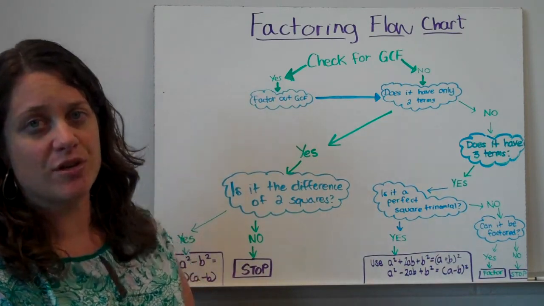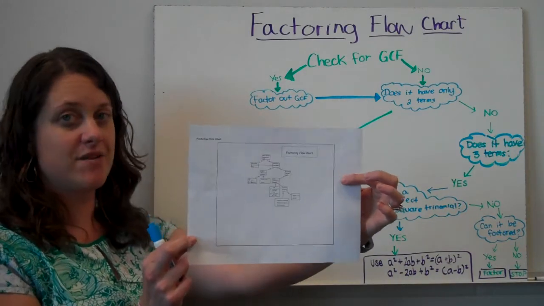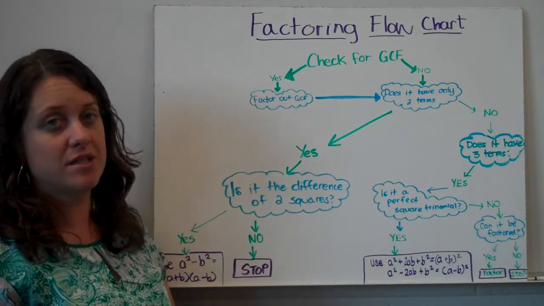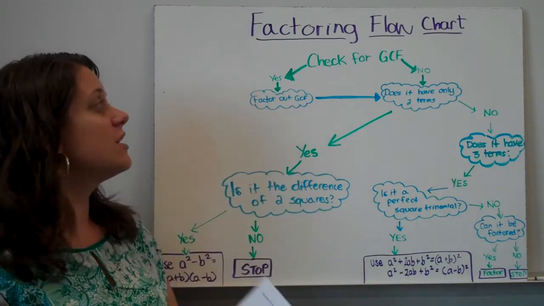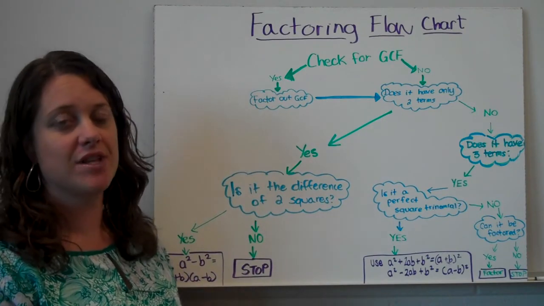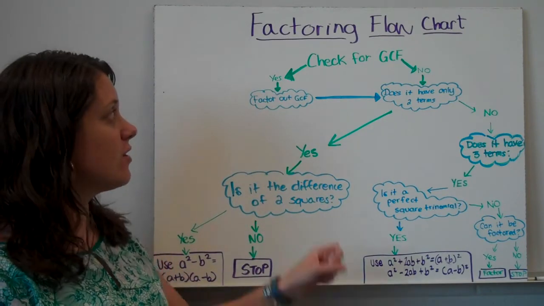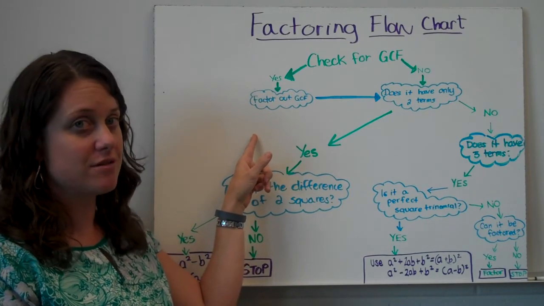Just so you know, there is a PDF version of this saved on my calendar, so you do not have to write all this down. You can just open up the PDF version and follow along. The first thing you should always ask yourself is, is there a GCF? That's always the first question. If there is, yes, factor it out.